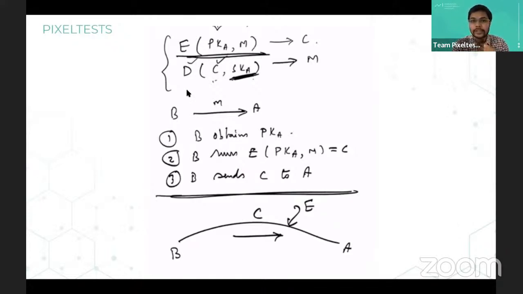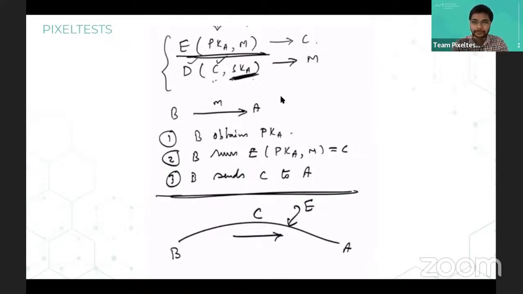Because the decryption takes C and also the secret of A, which E does not have, right? If E has the secret of A, then he'll be able to know the message, right? So this is what secures and makes public key cryptography a very good use for something we call digital signatures. So which is where we go next, right?